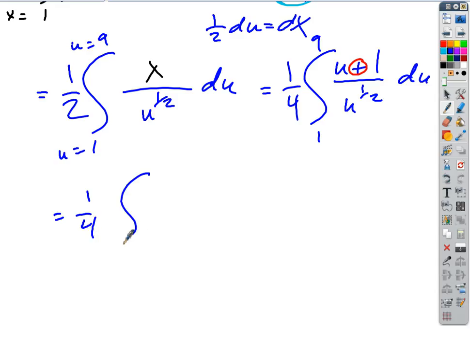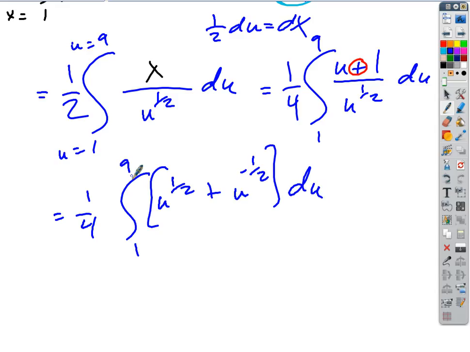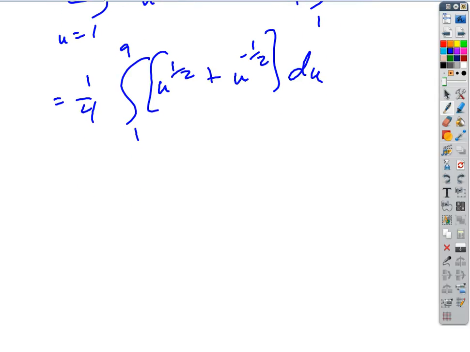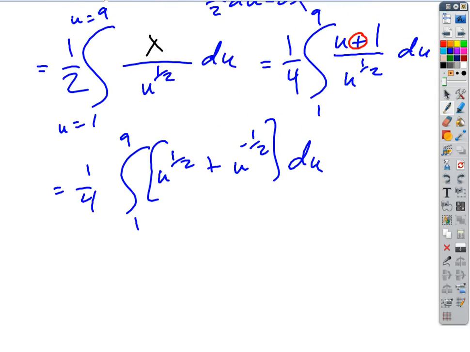So if I split this up, I'm going to get u divided by u to the 1/2 is u to the 1/2, right? Plus 1 over u to the 1/2 is u to the minus 1/2. Right? Okay? And we can just integrate that term by term. Should I slow down there? Yeah, can you go over that? Sure. So what we did, here's the plus sign.